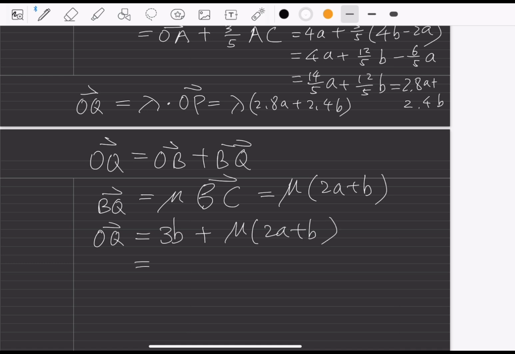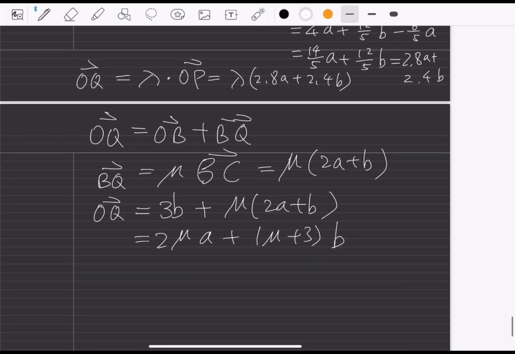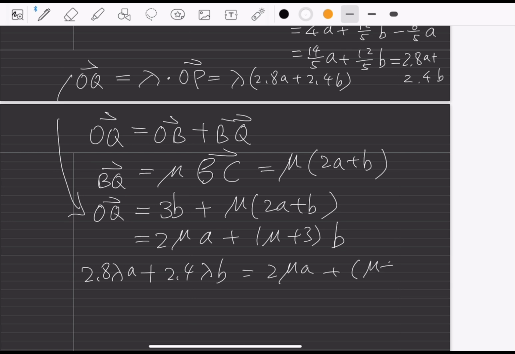So let's collect like terms. That means the coefficient of a with the coefficient of a, and the coefficient of b with the coefficient of b. So we have 2 mu a plus mu plus 3 actually, b. Now with the previous calculation of OQ, these two must equal each other. That gives us 2.8 lambda a plus 2.4 lambda b equals 2 mu a plus mu plus 3 b.